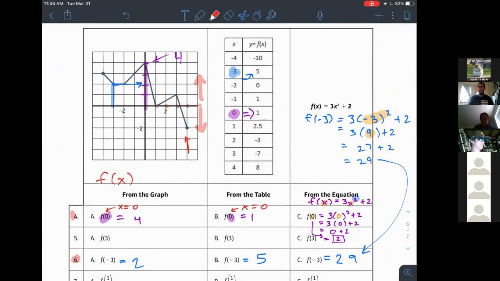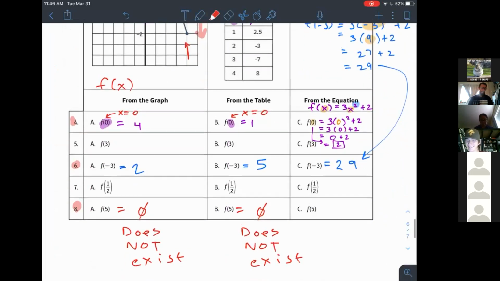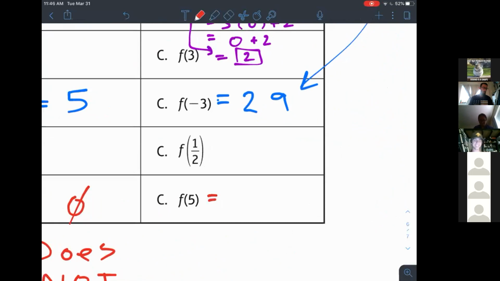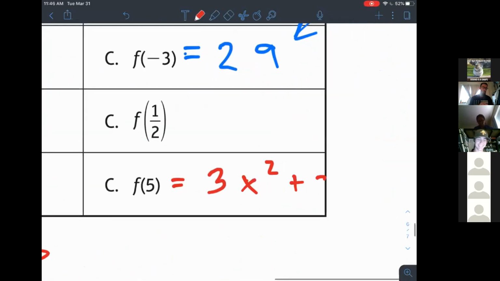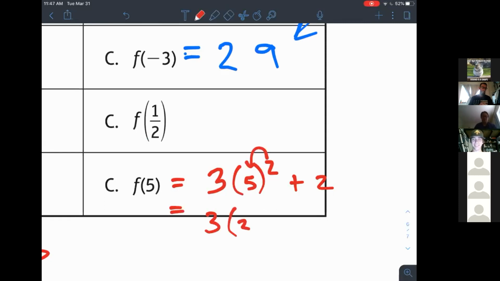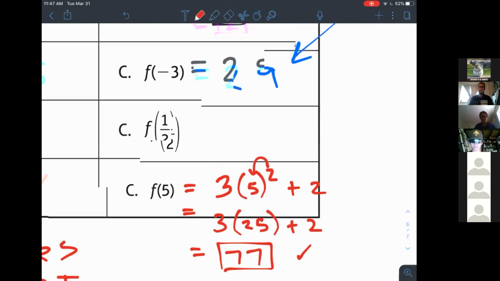And then Francis said he thinks he has an answer for part C, f of 5 here. Let's see if he got it right. He said f of 5 would be equal to our equation 3x squared plus 2. But again, he knows that x is now 5, so he plugs in 5 for x, and then he evaluated. Exponent first, 5 squared is 5 times 5 or 25. Then he did multiplication and addition. 3 times 25 is 75. 75 plus 2 is, great call, Francis, 77.